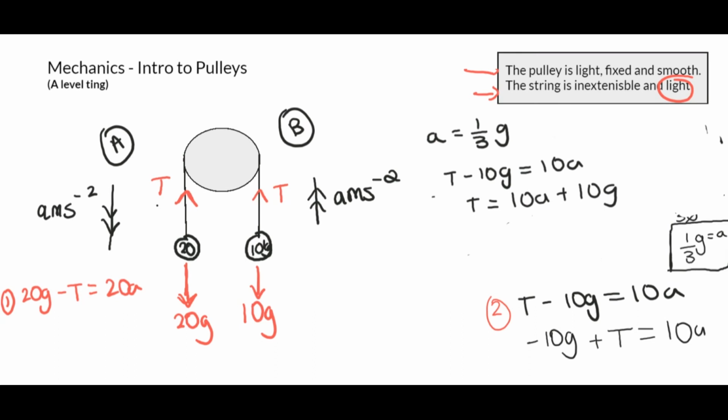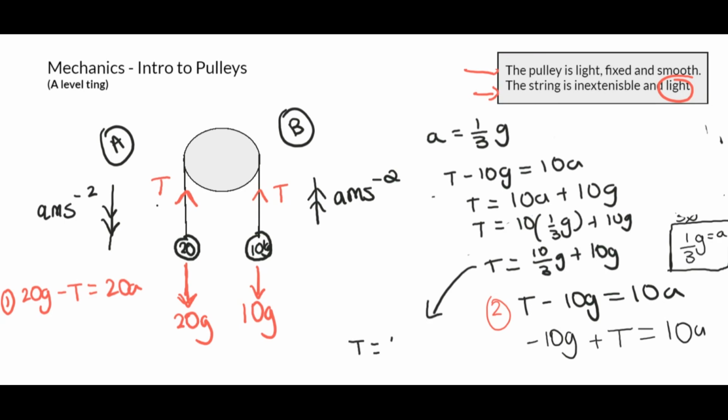So what I'm going to do, I'm going to slap that in there. T is equal to 10, a third G plus 10G. So basically, you got 10 thirds of G plus 10G, that's T. So if you put 10 thirds plus 10G in your calculator, I think you should get 40 over 3. So let me move that down here. So T is going to be 40 over 3. Something like that. Listen, you found A, you found T.